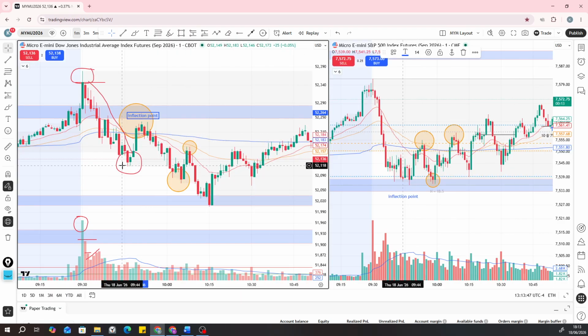Once it broke this, it confirmed that today's market trend is going to be bearish. It broke over here, went down and sustained. And as I explained earlier, that's the market's nature.